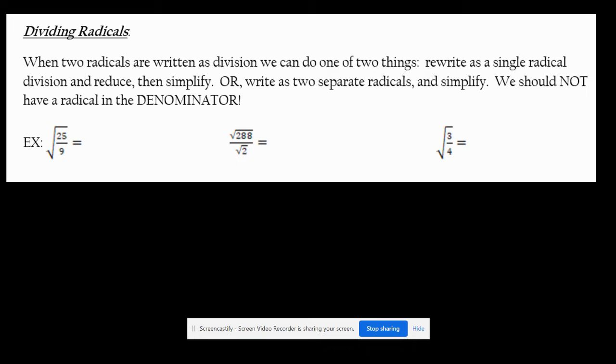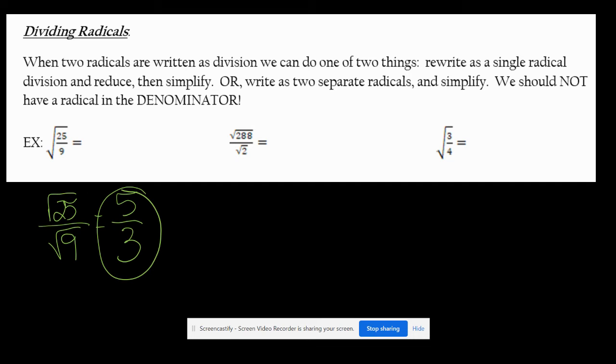Dividing radicals. So dividing radicals, we can pull this out as 2 separate ones. So the square root of 25 is 5, and the square root of 9 is 3. I have 5/3. I can't divide that. I can't reduce it. So 5/3 is as good as that gets.